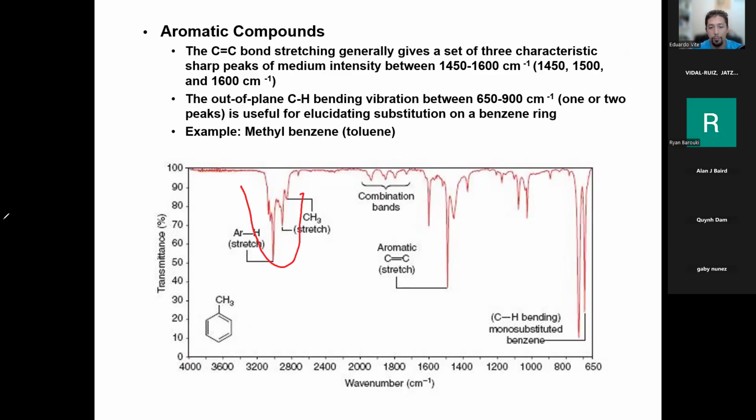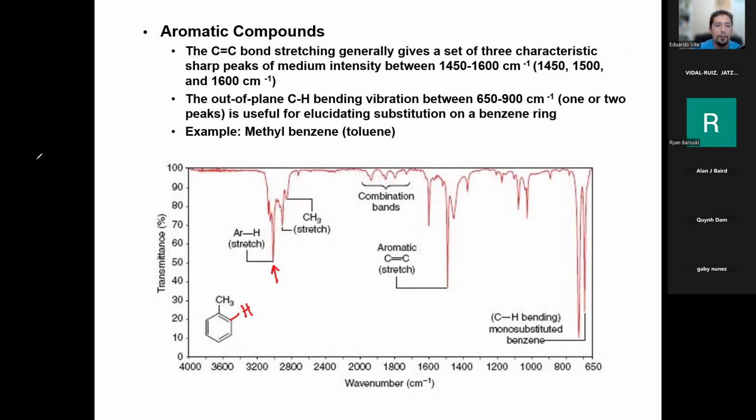You see this really sharp peak right here at exactly 3,000. This is that carbon hydrogen right there. You also saw it in the animation with benzene. There was that singular carbon hydrogen vibration. That's that peak right there. Very sharp. The other ones are still CH3 stretches. All of these are stretches.